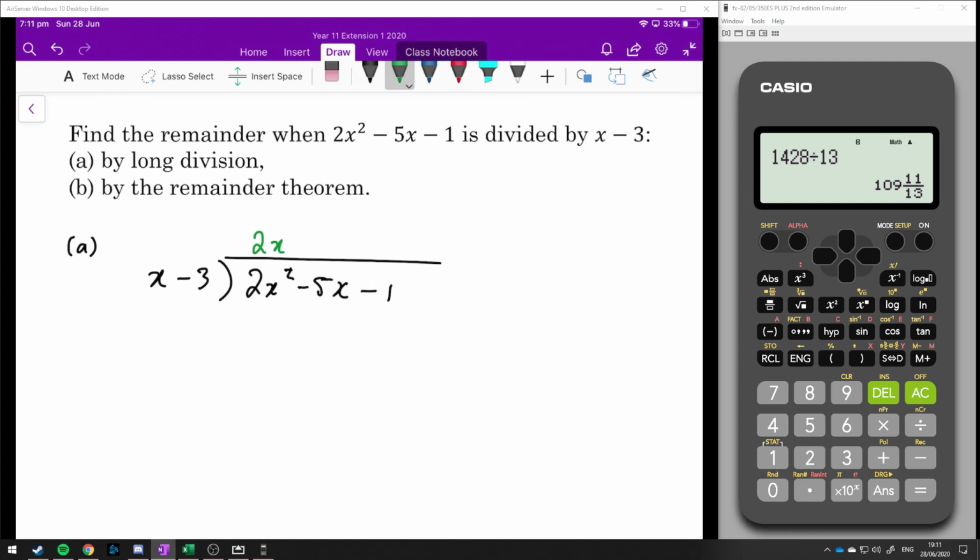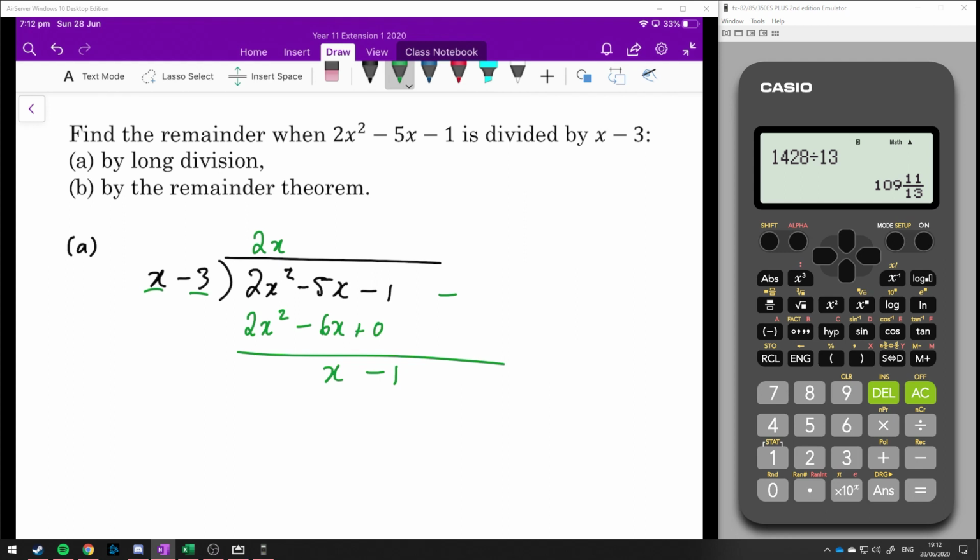Now we're going to multiply that 2x by this and then by this and write it underneath. So 2x times x is 2x squared. 2x times negative 3 is negative 6x. Then we subtract these two from each other and rewrite the new polynomial that we're going to divide underneath. So 2x squared minus 2x squared is equal to 0. Minus 5x minus negative 6x is equal to x, just an x, and then we've got the minus 1 that falls straight down. Because remember there is technically a 0 here, minus 1 take away 0 is just equal to minus 1.